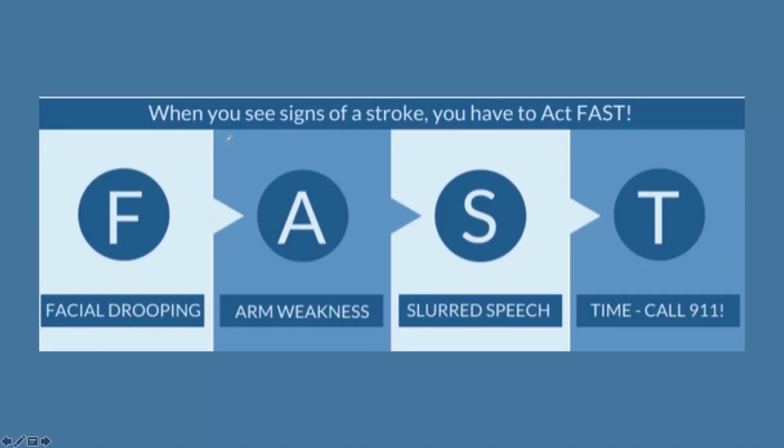All right, so now that we've talked about the pathophysiology behind hemorrhagic and ischemic strokes, let's look at what we might see in those patients and how we're going to assess them. You've probably seen or heard this mnemonic before somewhere, and the key phrase to remember is when you see signs of stroke, you have to act fast. FAST. FAST. This tells us the signs of stroke.